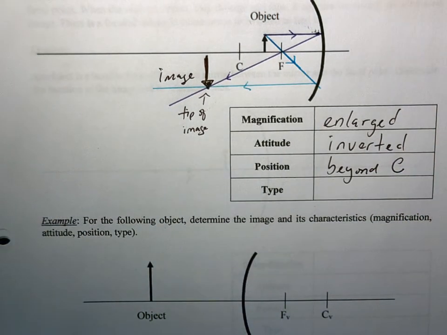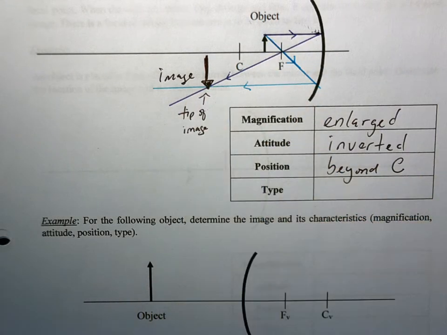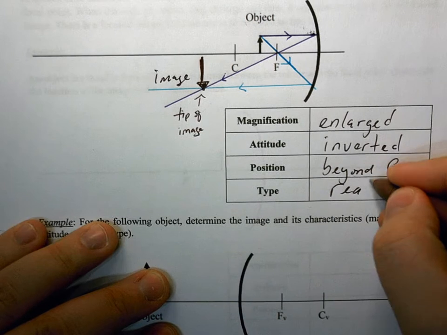That's all we can say. When you do the math, you'll get an exact answer for that. But for the ray diagrams, we're just doing a bit of a rough calculation. And then for the type, well, we have real rays that are converging. This is going to be a real image.